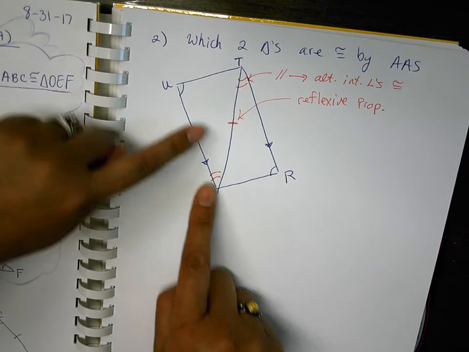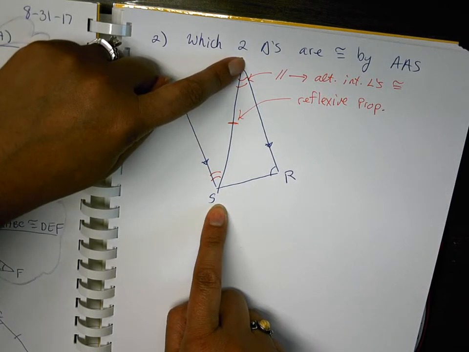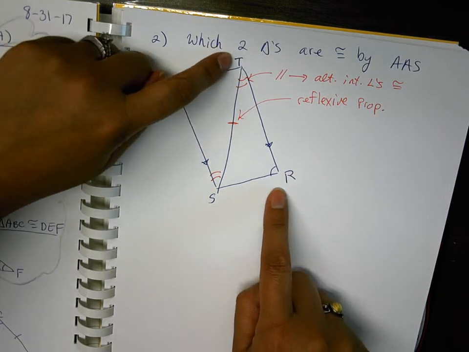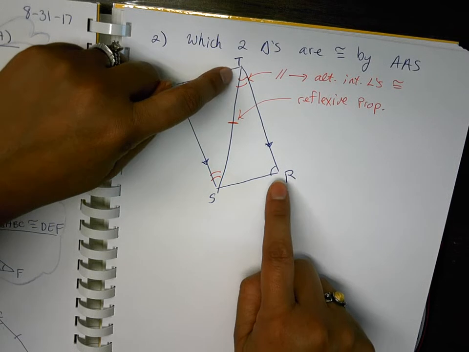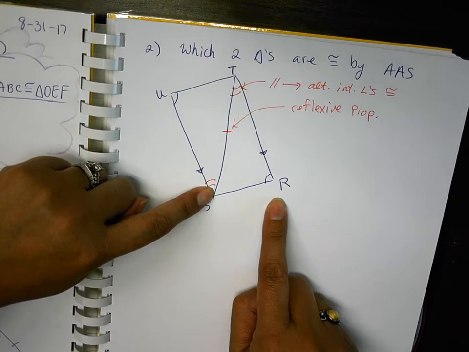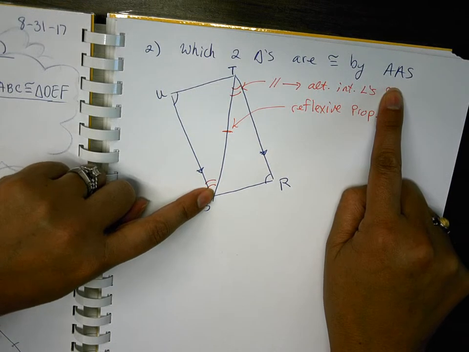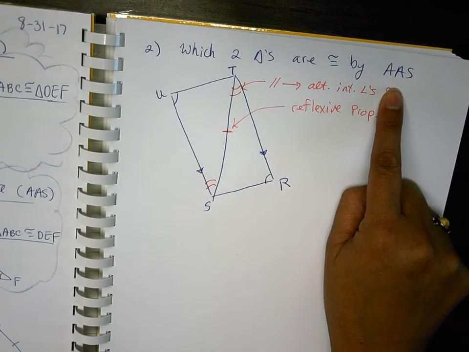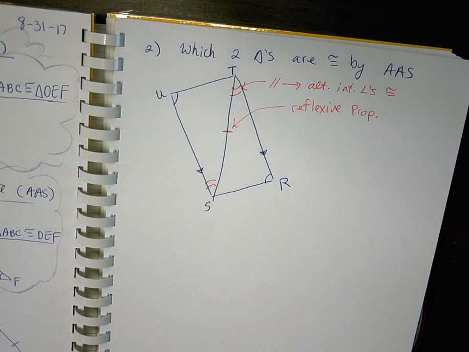US. So is this side included? Yes or no? No. What about this side? What side is included between these two angles? TR. So is this included? So is it safe to use angle side? I'm confused now. Okay, where are we confused? Clear it up. How do you do angles?